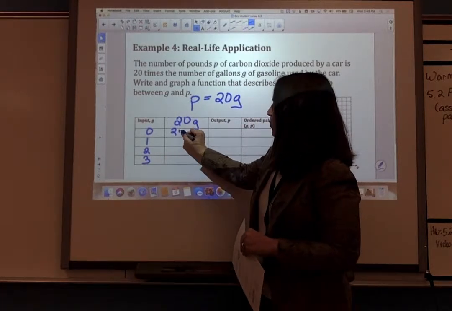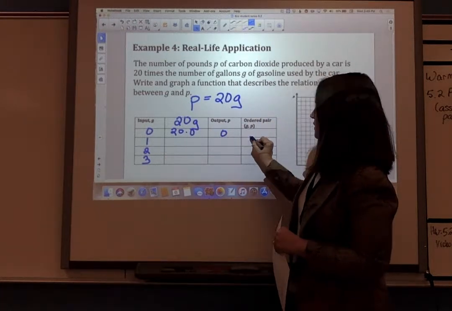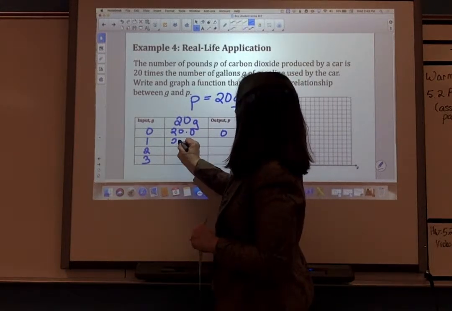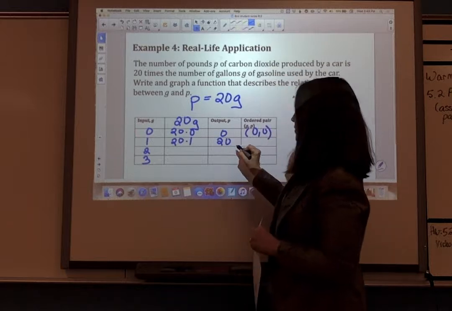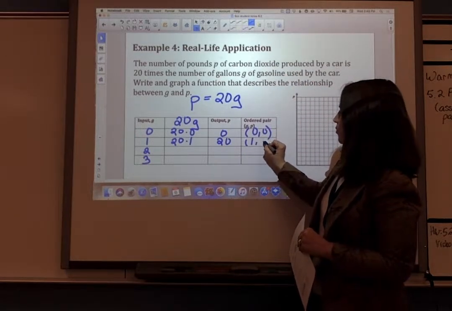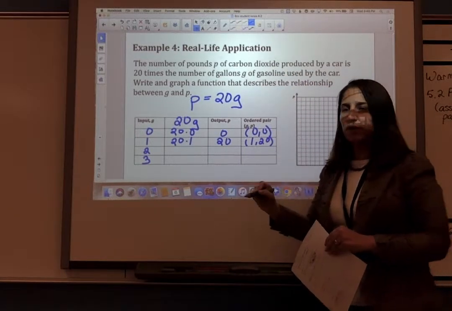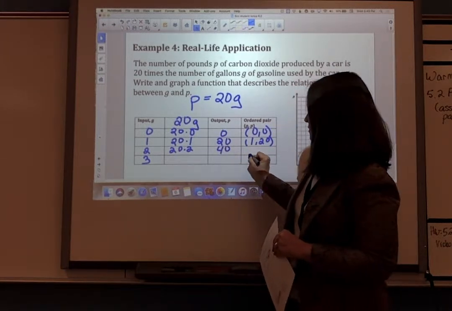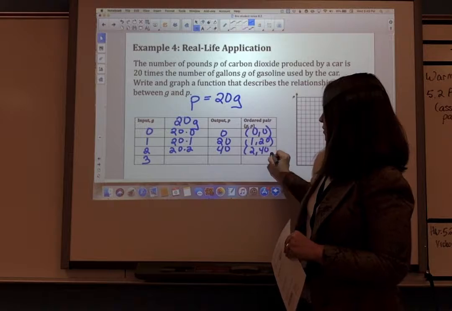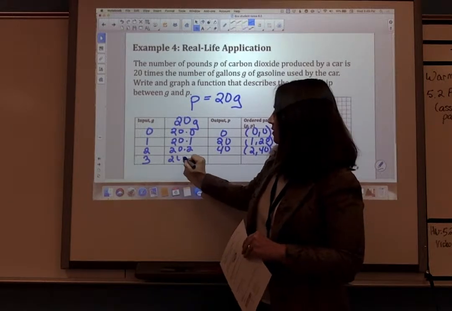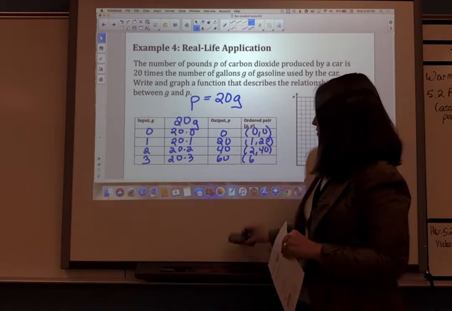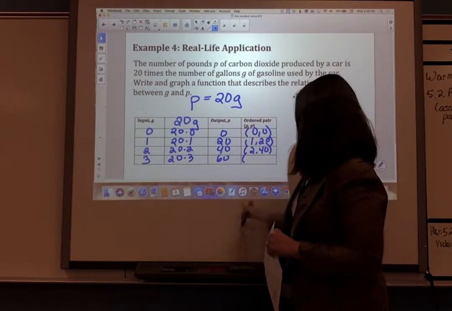So given an input of, let's just do 0, 1, 2, and 3 here. So 20 times 0 is 0. So we have the point 0, 0 on the graph. Then we have 20 times 1. So our output is 20. So the point 1, 20 is part of our graph. 20 times 2 is 40, so we're going to graph 2, 40, and 20 times 3 is 60, so we'll do 3, 60.